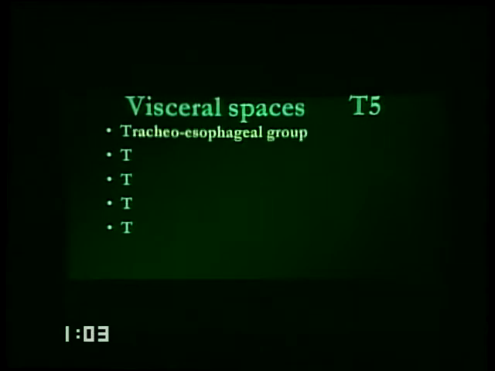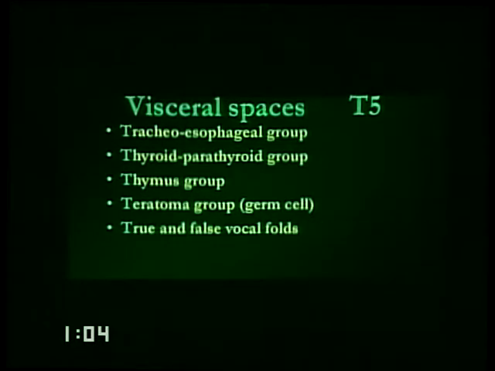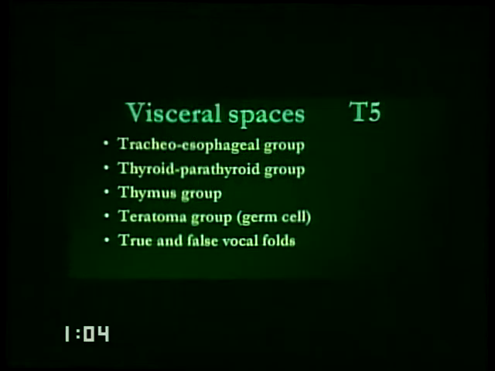The visceral spaces are deeper down in the neck, and these are going to also be discussed during your chest section because they have to do with the anterior superior mediastinum. They are typically described by the letter T: the trachea and the esophagus, the thyroid and the parathyroid group, the thymus group, the germ cells, and the true and false vocal folds. These are all in the midline and are vital structures. They have to do with the function of the aerodigestive tract as well as hormonal homeostasis.